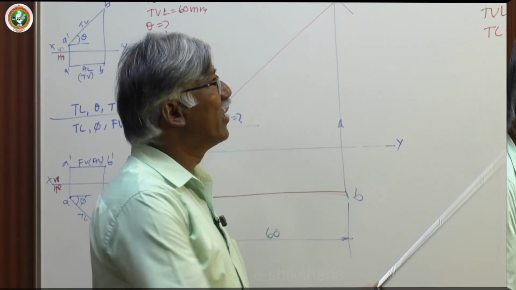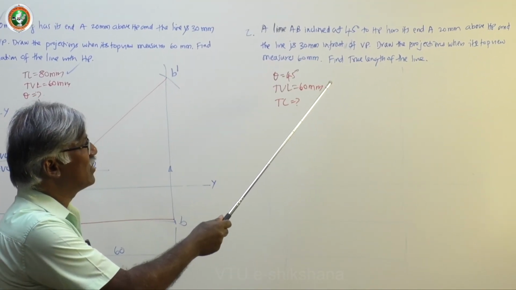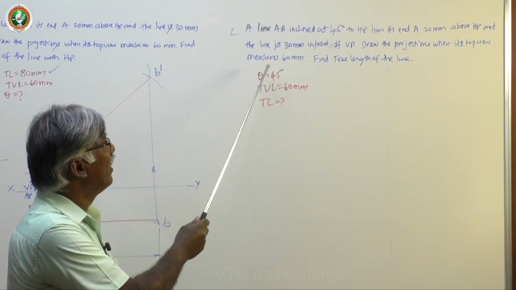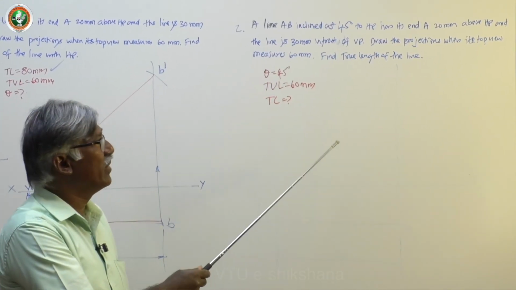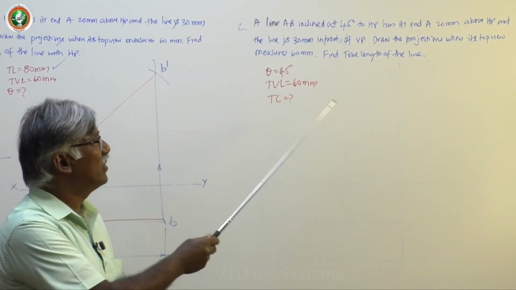How much? Let me take up the second problem. A line AB inclined at 45 degrees to HP has its end A 20 mm above HP and the line is 30 mm in front of VP. Draw the projections when its top view measures 60 mm. Find the true length of the line.